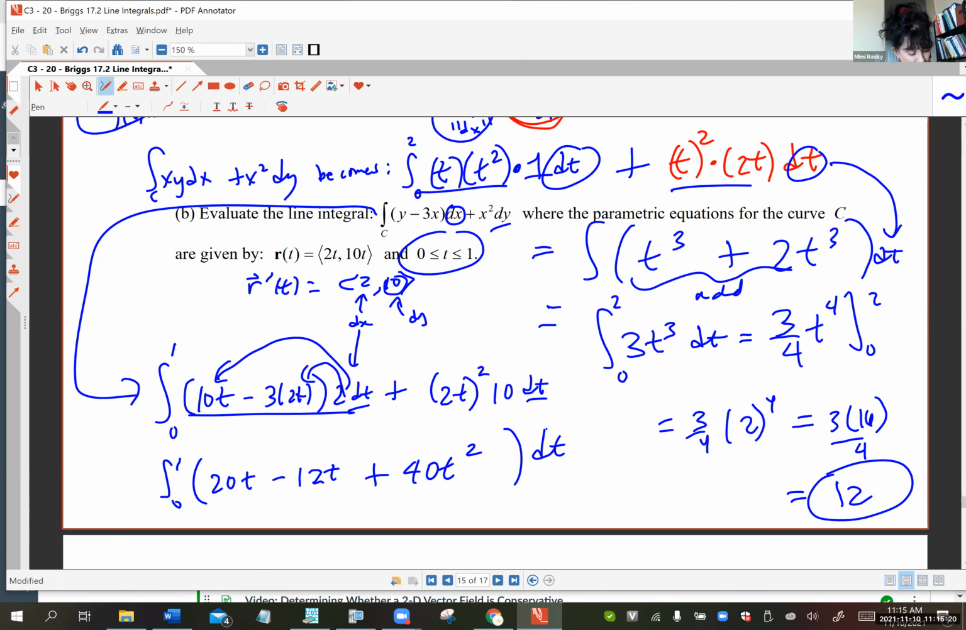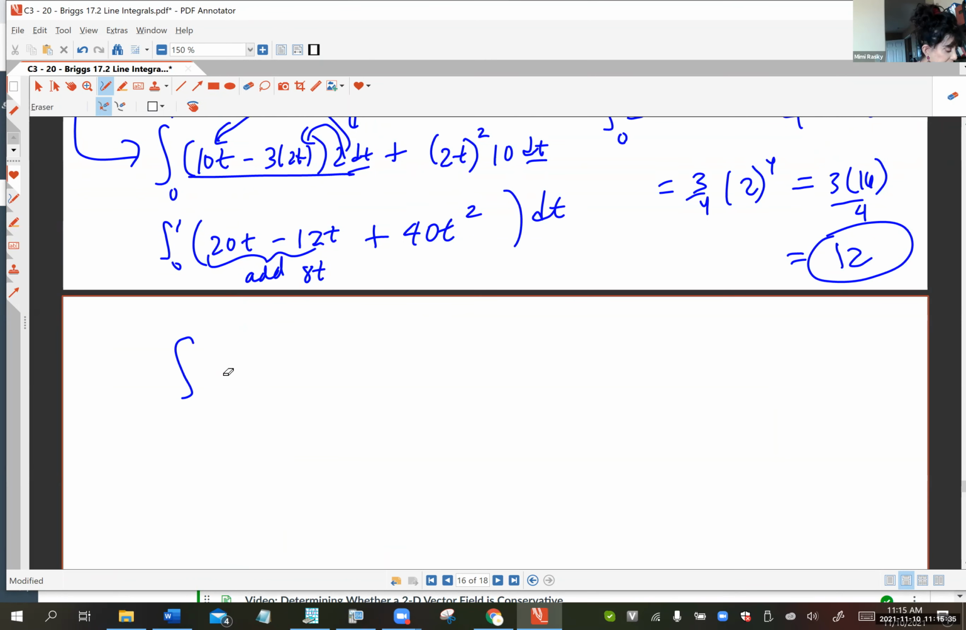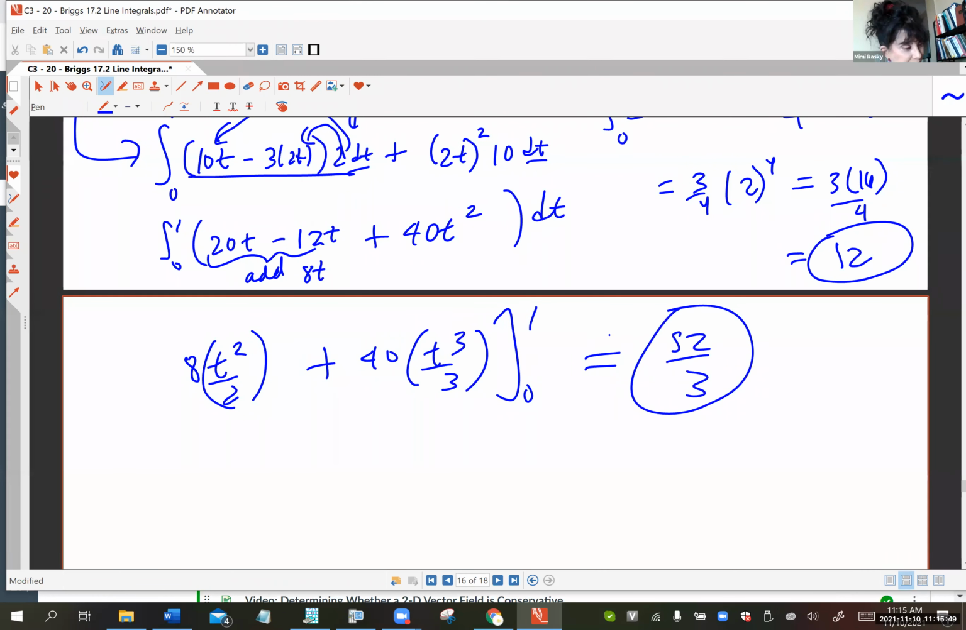Okay. So you can combine these first two terms because that just adds up to 8t. And then if you integrate this pretty easy polynomial, not that hard to do, no fancy integration to worry about, I should get 8t squared over 2 plus 40t cubed over 3. And I'll integrate between 0 and 1, and plug it all in, and I get 52/3. Okay. So we're getting somewhere.